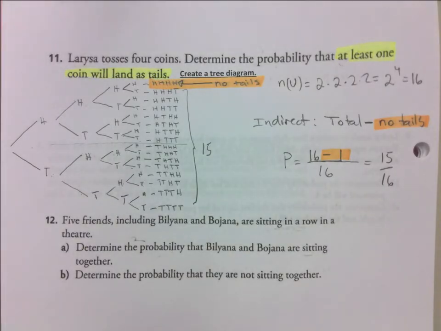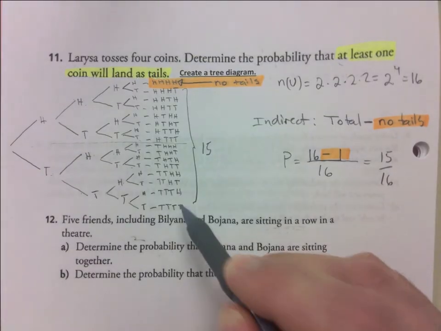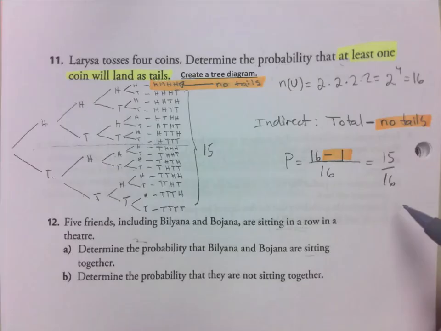How many of them have at least one head? At least one head. If I asked you that, I flip it. You just take away all the tails from the total. You still have 15 out of 16. Okay?